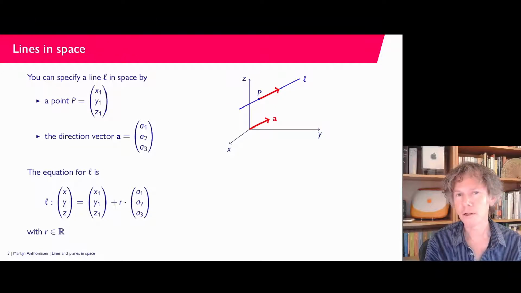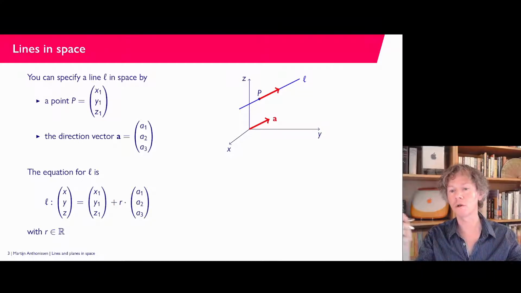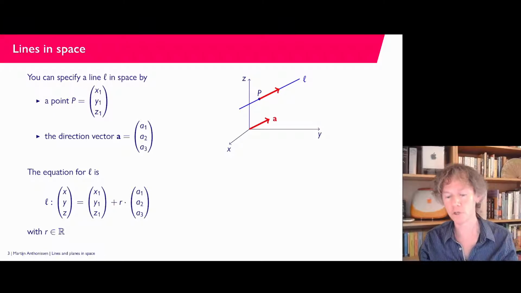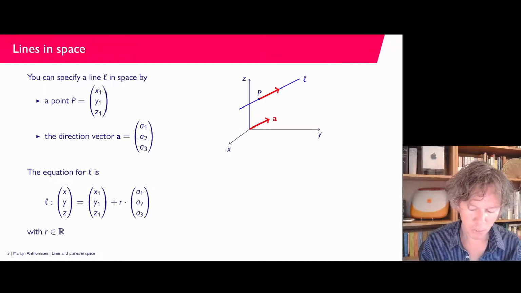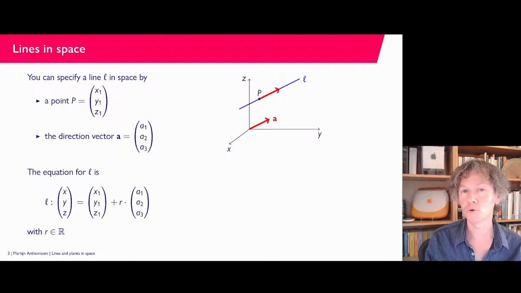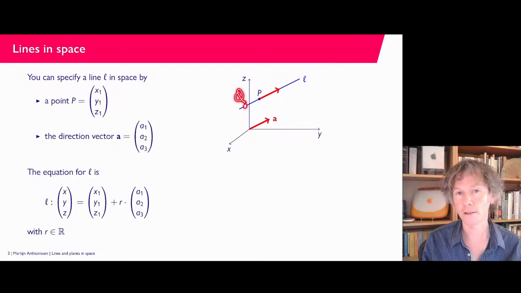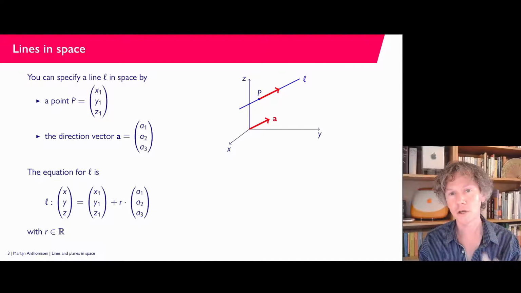If you think a little bit about it, then you see that this equation for a line is not unique. So for one thing, we still have a free parameter, which makes sense because we're traveling along a line and we have to specify where we are on the line. And basically this r number tells you that. But for this P, you could pick any point on the line. So if I would instead have chosen this point Q here, then I could also have used that to write down an equation for the line. So it is not a unique description.